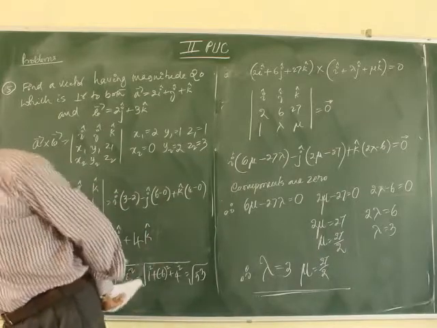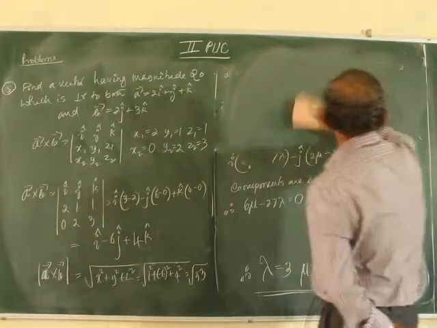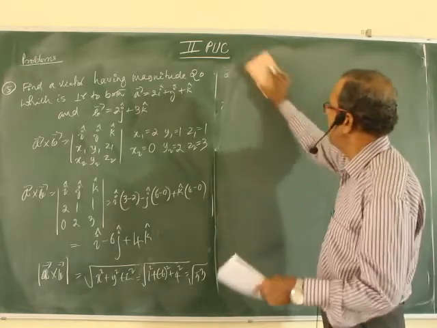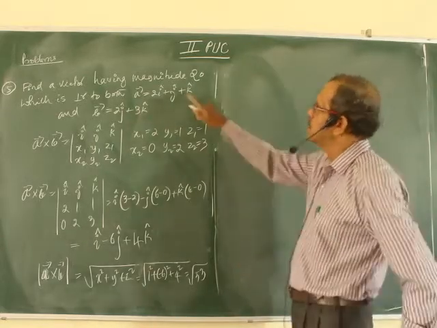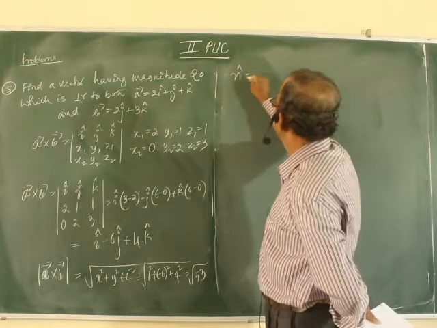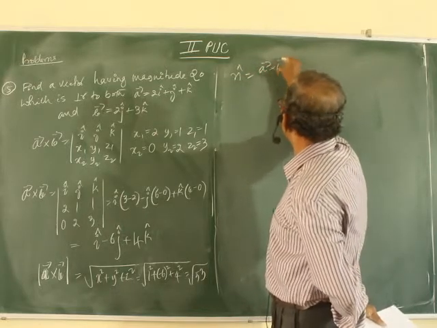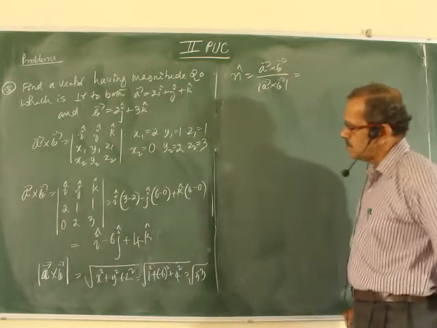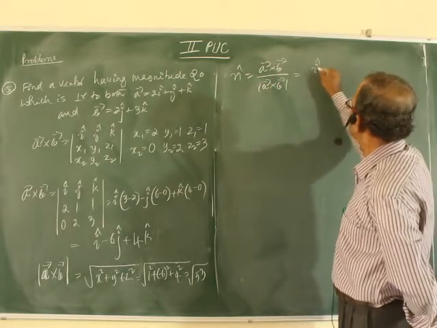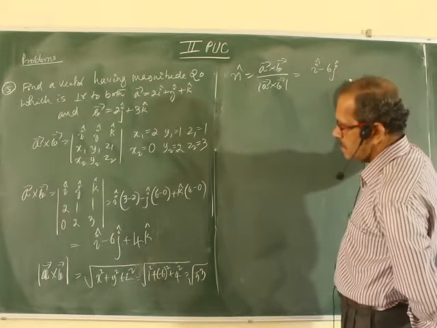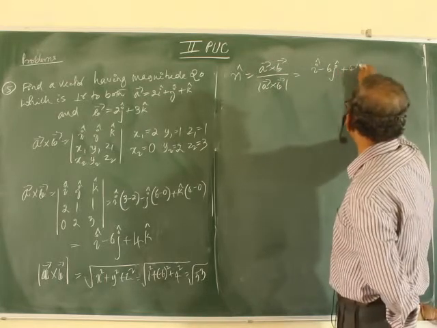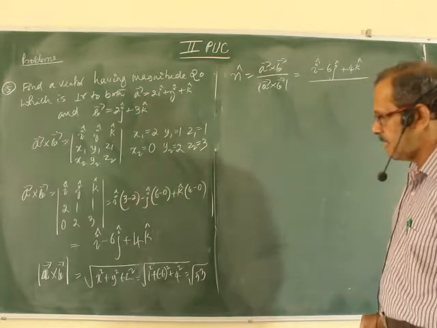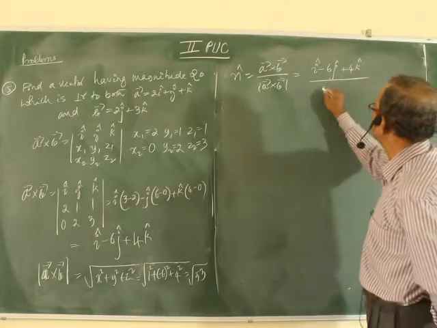Now write the unit vector. See, step by step you have to write. Unit vector means having length 1 but perpendicular to both A and B. n cap equal to A cross B by mod A cross B equal to i minus 6j plus 4k divided by root 53.